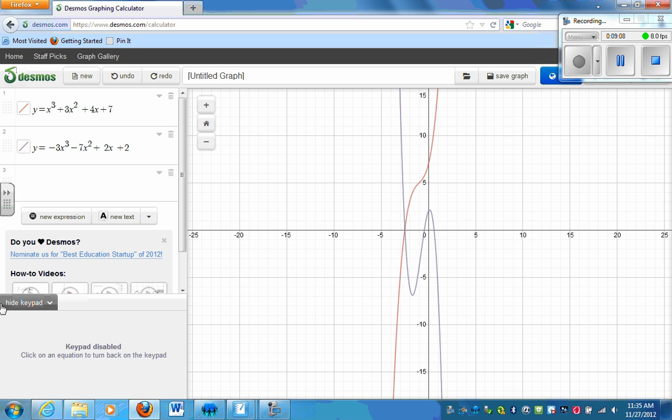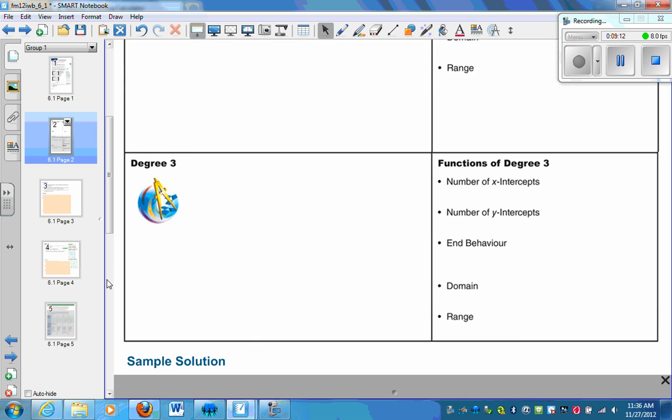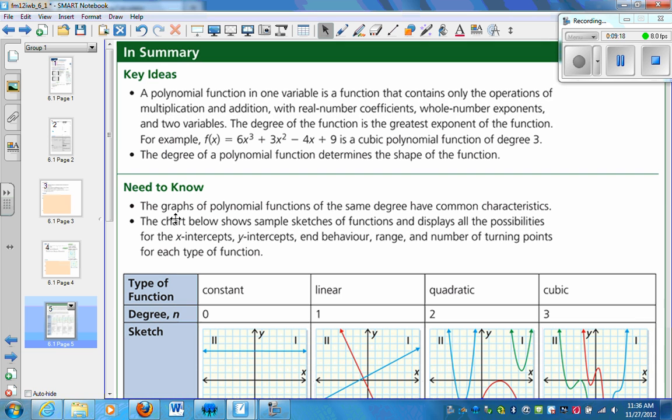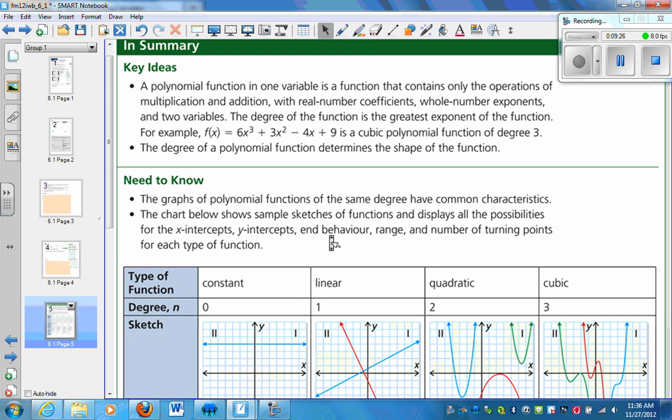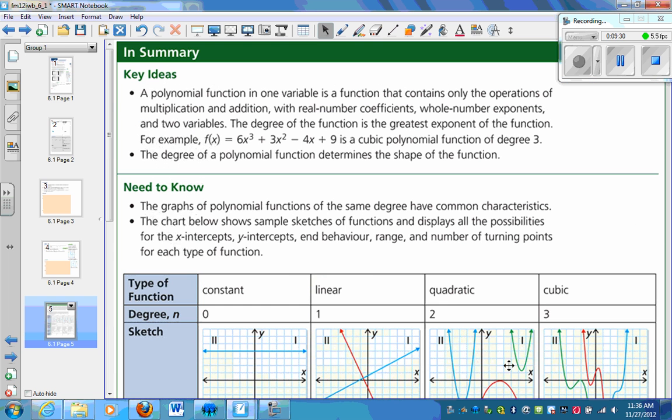Okay? So just to summarize what we did, there's a really good sheet, and this is also found on the last page, 382, in your textbook. It summarizes all of this information. So graphs of polynomial functions have the same common characteristics. Simple sketches display all the possibilities. So this is pretty valuable.